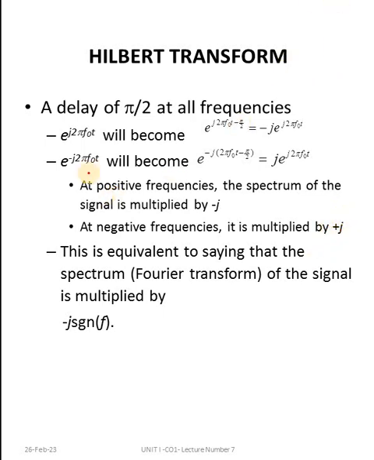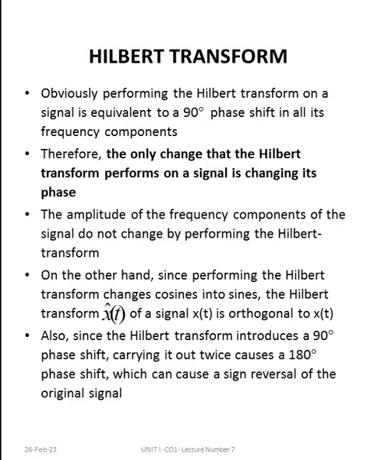You can differentiate here. Here it is a positive frequency, so the signal is multiplied by minus j. Similarly, this is a negative frequency. Here it is multiplied with plus j. So this is equivalent to saying that the spectrum, the Fourier transform of the signal, is multiplied by minus j signum of f. So obviously, performing the Hilbert transform on a signal is equivalent to a 90-degree phase shift in all its frequency components.